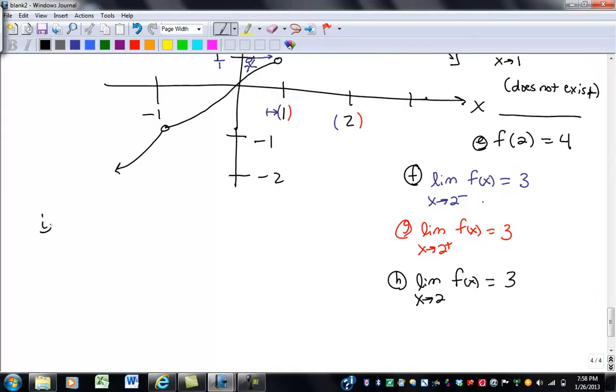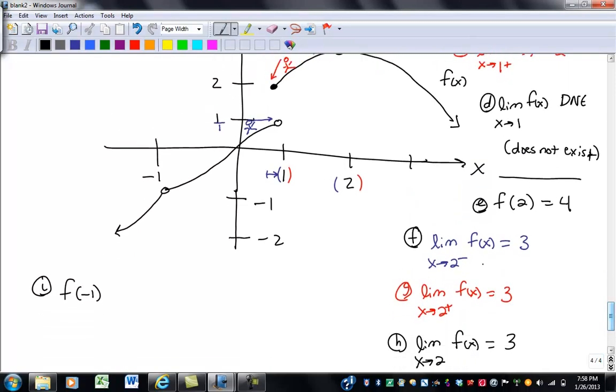Now let's do some more. What if I ask you to find f of negative 1? Well, that means find the y value when x is negative 1. And if I go over to negative 1, I see a hole. That hole is at y equals negative 1. But it's a hole. It's an open gap. There's nothing shaded here. Nothing at all. If there's nothing shaded here, that y value doesn't exist.